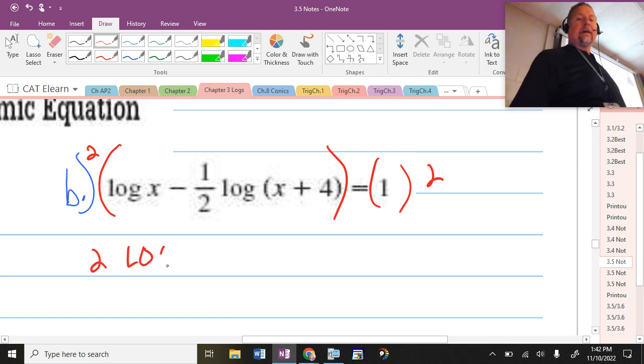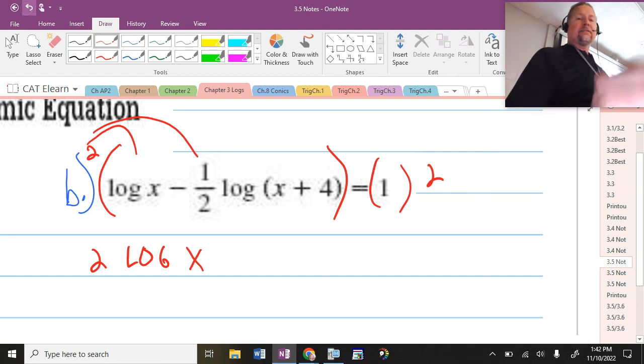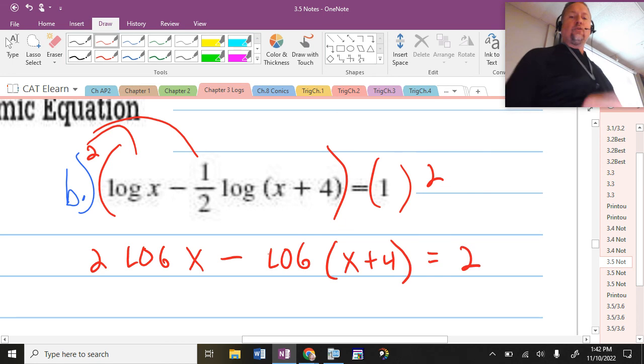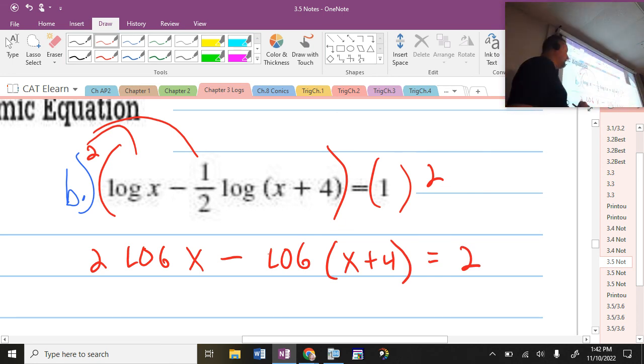Distribute, you get 2 log x. And then 2 times a half is 1. Oh, sorry, that's a minus. That's a brain fart. Minus log of x plus 4. And then that equals now 2 instead of 1. And then that's a lot easier.